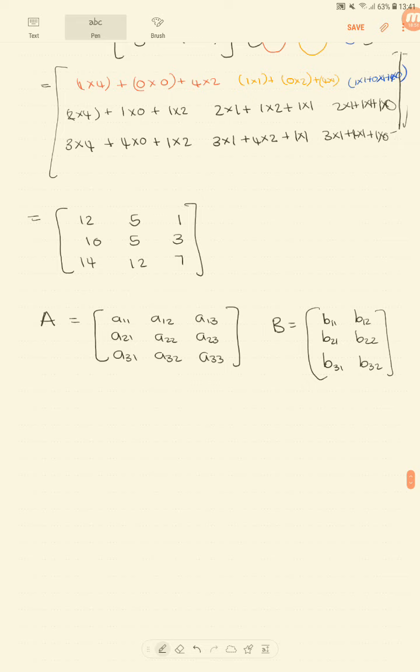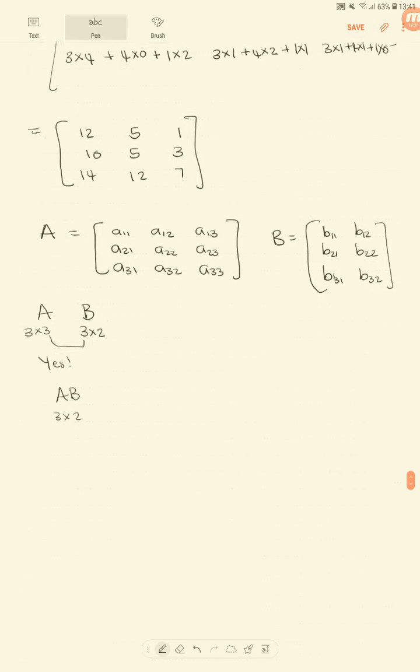So first, matrix A and B. Matrix A is a 3 by 3 matrix. Matrix B has 1, 2, 3 rows and 1, 2 columns, so it is a 3 by 2 matrix. Conformability: A's number of columns is equal to B's number of rows. So yes, we can multiply A and B, and AB would be a 3 by 2 matrix.